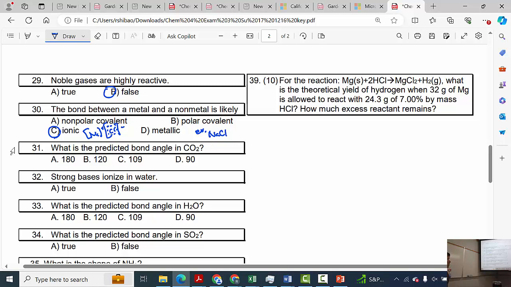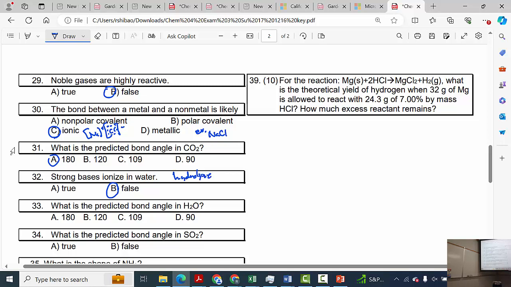Chloride has an octet. Remember this? What is the predicted bond angle in CO2? We just did it. Oh, wait. 180. Let's see the two ways.